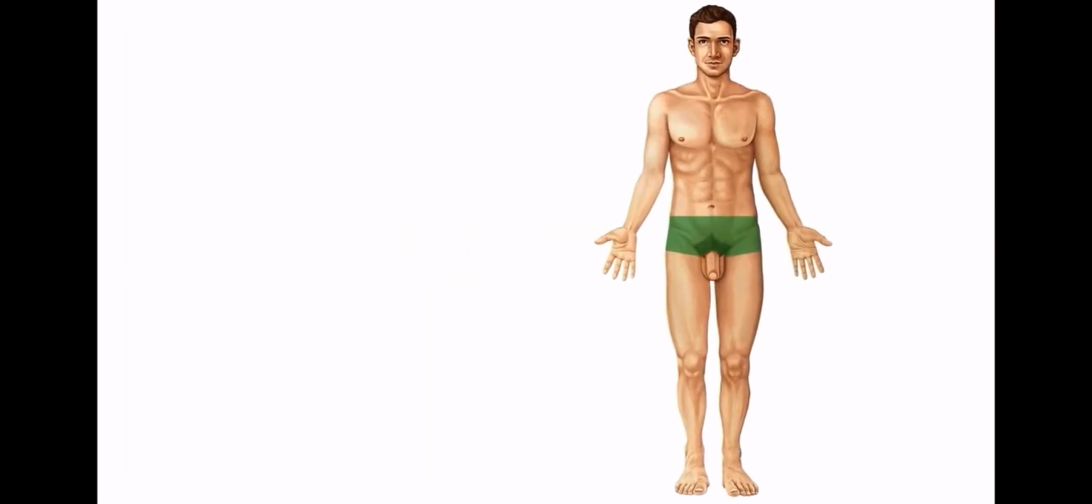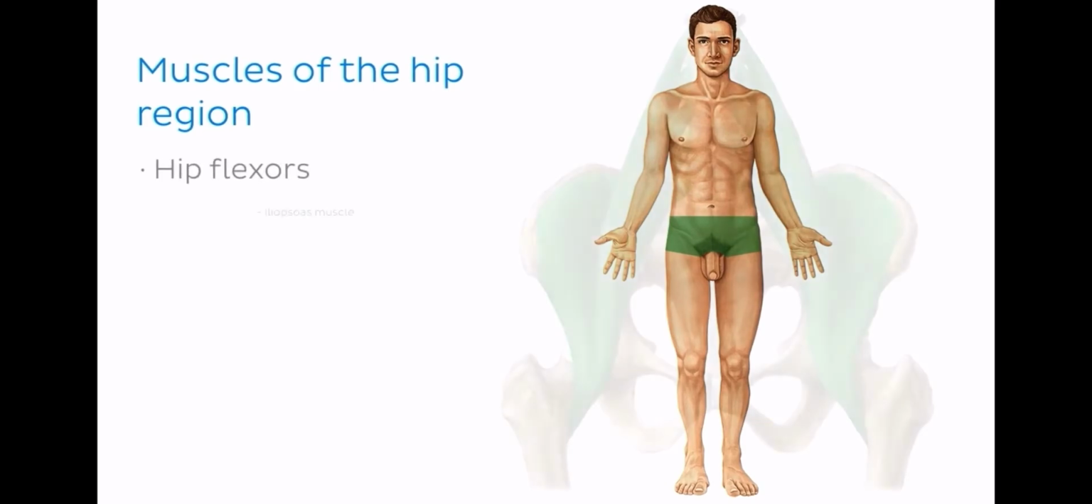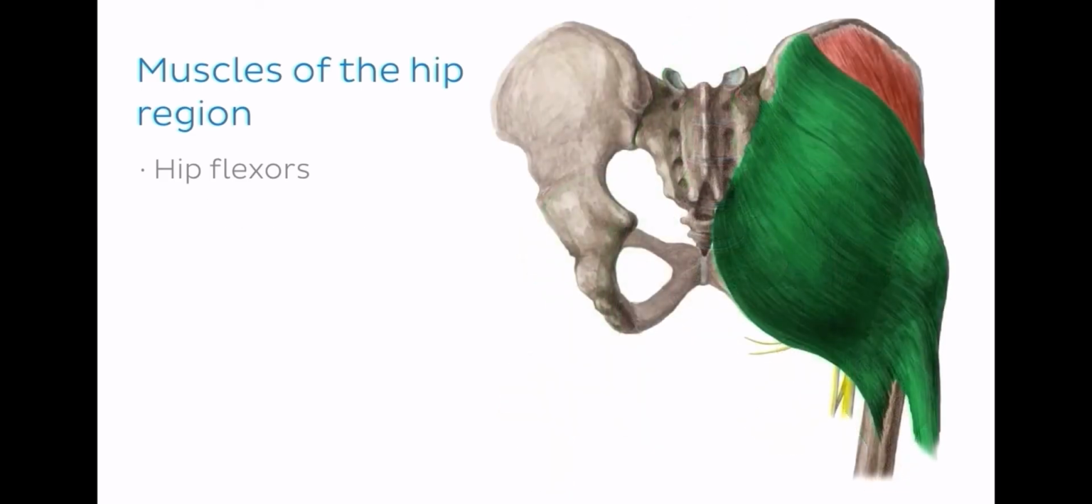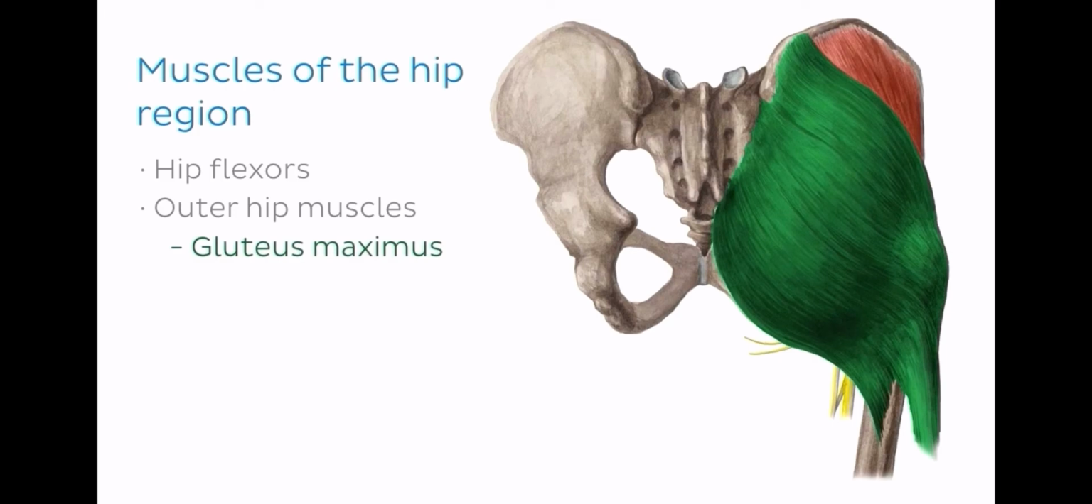We began with talking about the muscles of the hip region, starting with the hip flexors, which involved the iliopsoas muscle, which is made up of two muscles, the iliacus and the psoas muscle. We then talked about the outer hip muscles. And of course, there are three major gluteal muscles in this region. The gluteus maximus muscle, which is the largest and most superficial of the gluteal muscles.